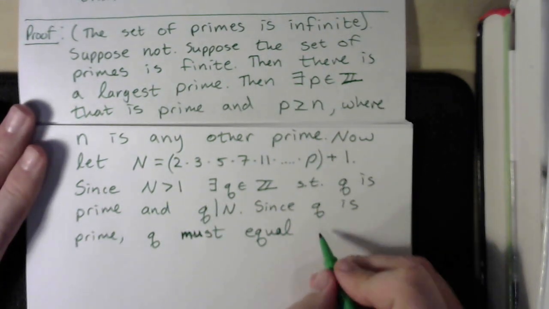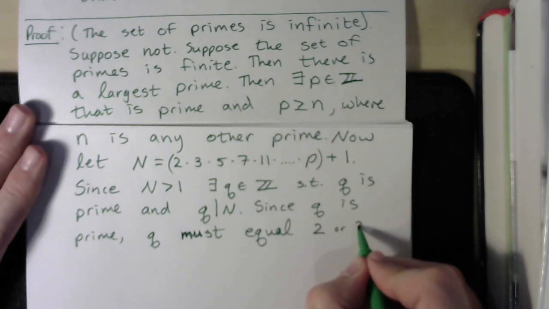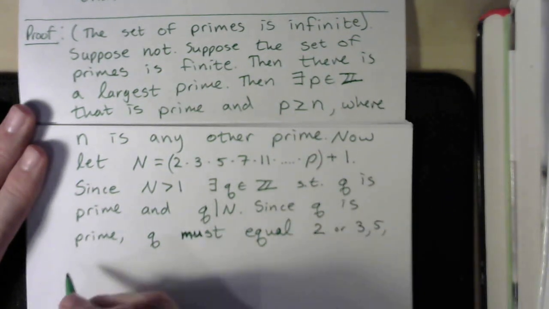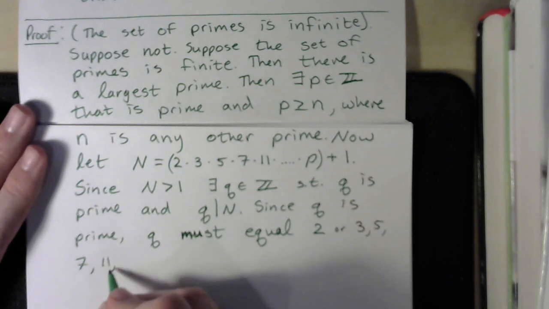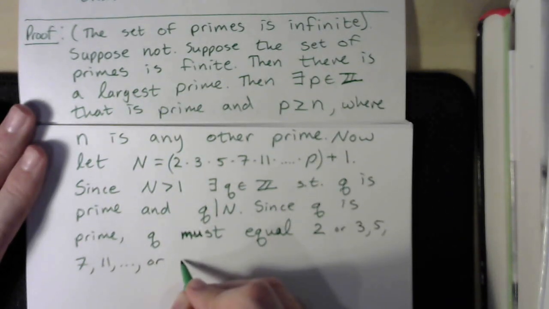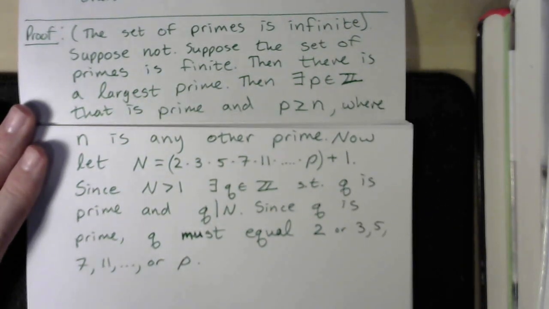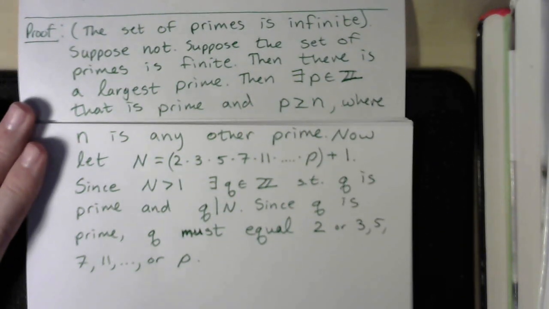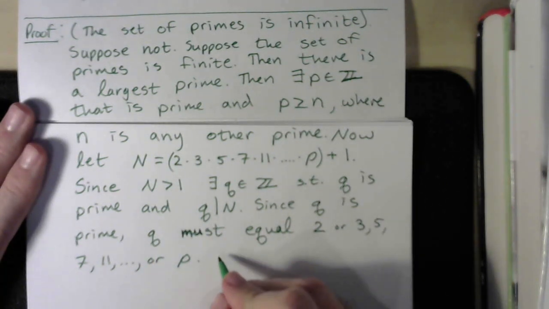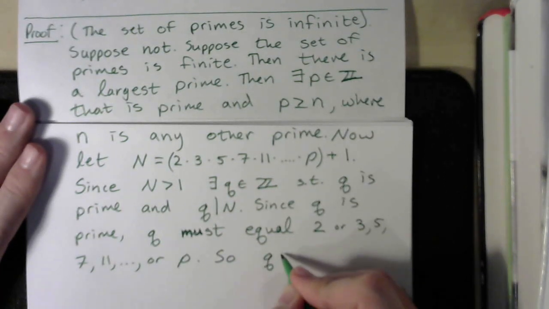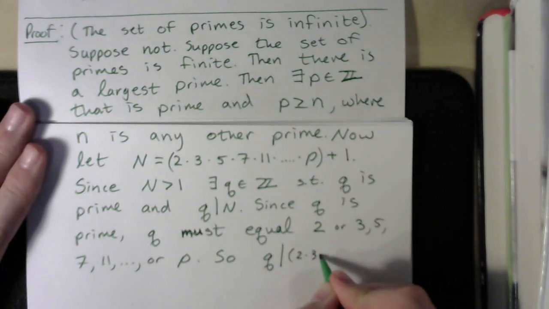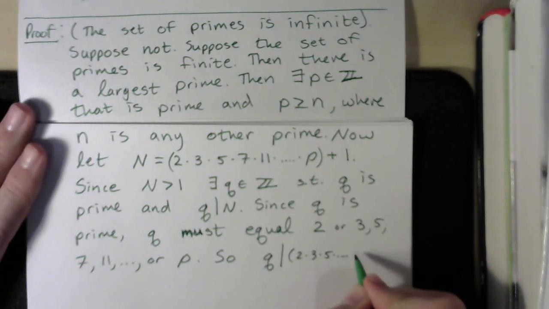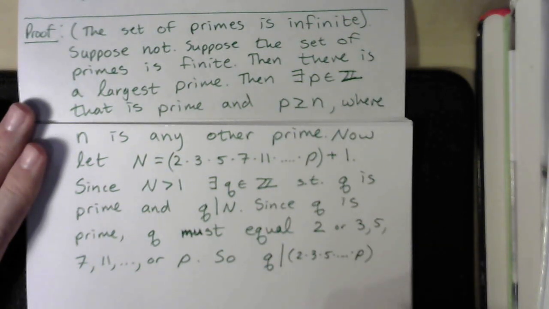Q must equal 2 or 3, 5, 7, 11, ... or p. Right? It has to, because it's prime, and p is the largest prime. So if q is another prime, it's one of the primes. And so q divides 2 times 3 times 5 times ... all the way to p.